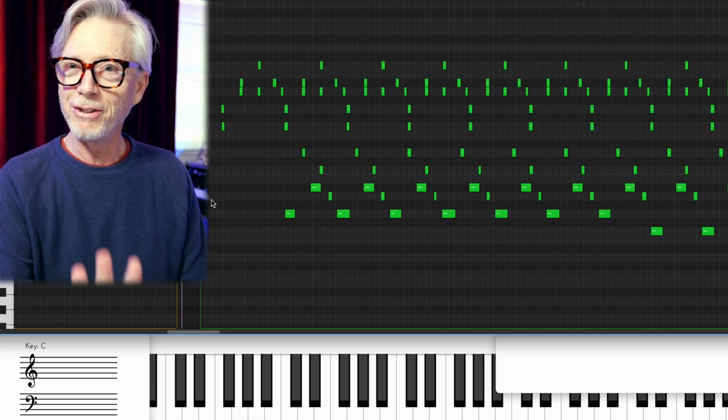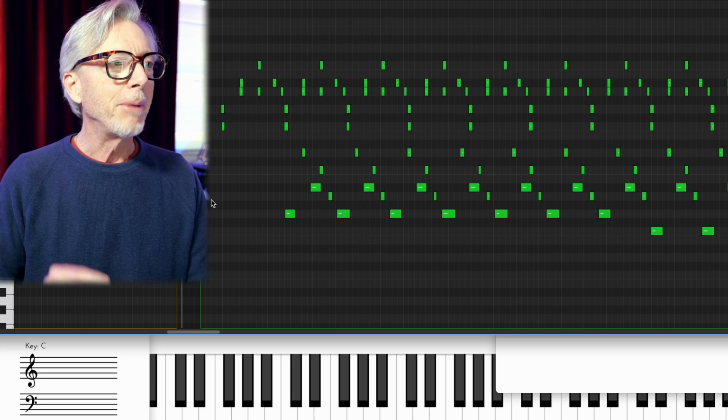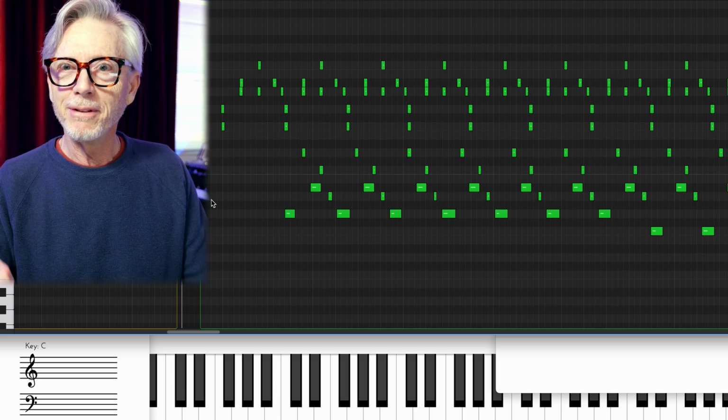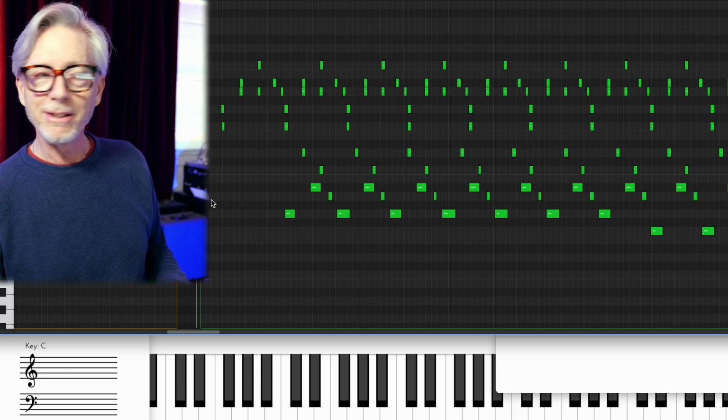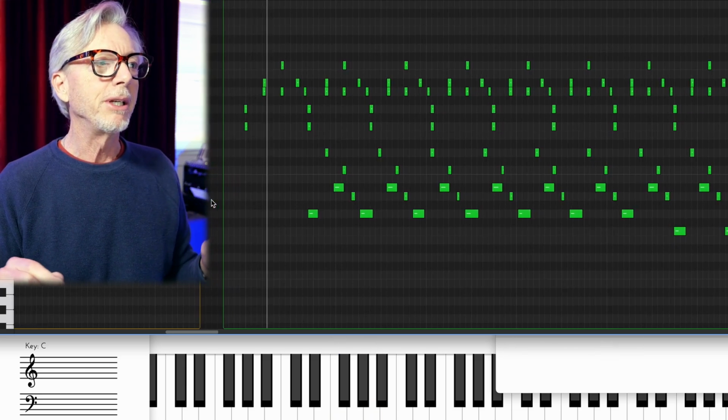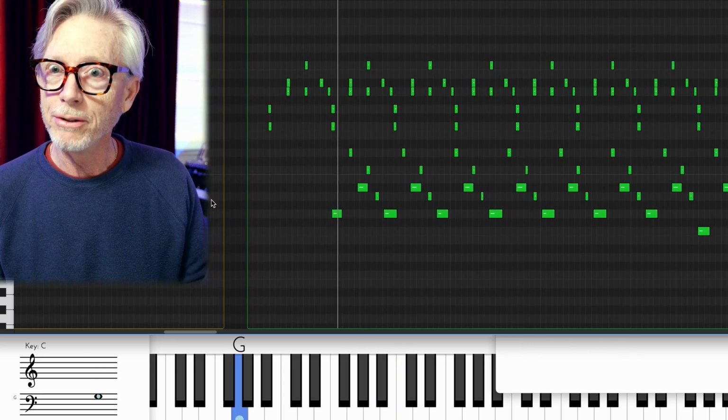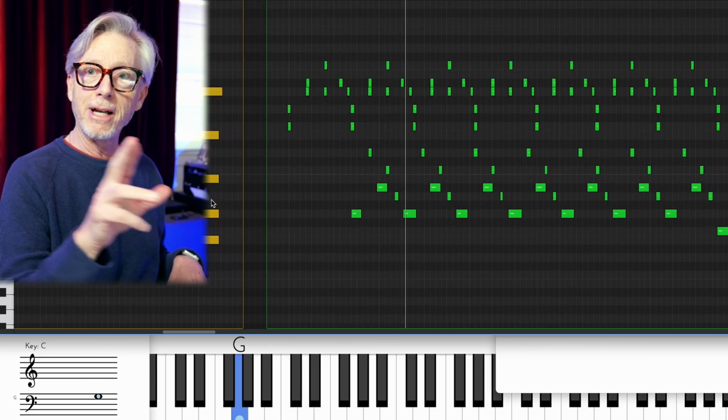So apologies to Gentle Giant, but the right hand is in 7, and the bass, the left hand, is in 6. 1, 2, 3, 4, 5, 6, 7.